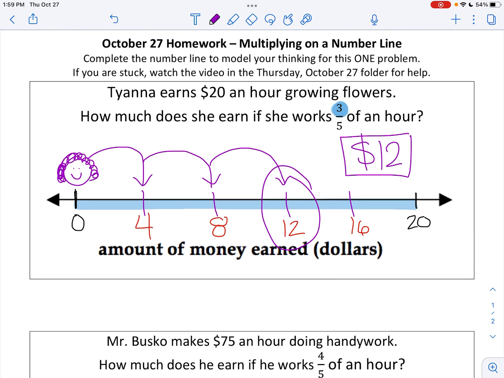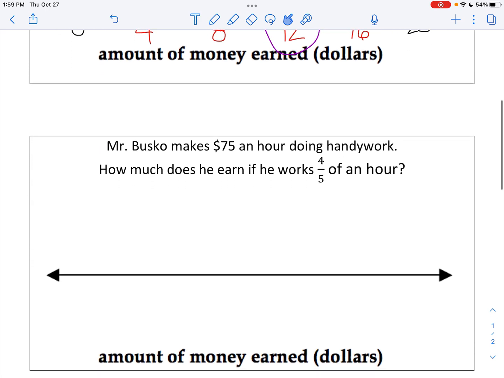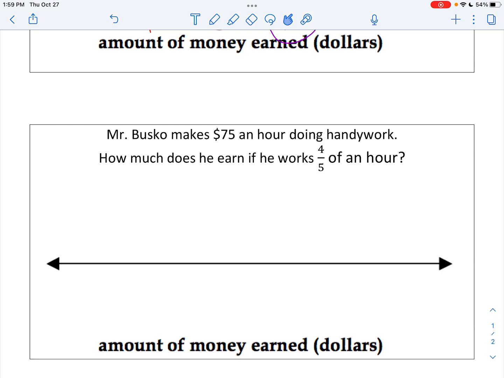Okay, so this is the first problem. You need to do the problem about Mr. Busco, which is true. When Mr. Busco does handiwork, he charges $75 an hour.